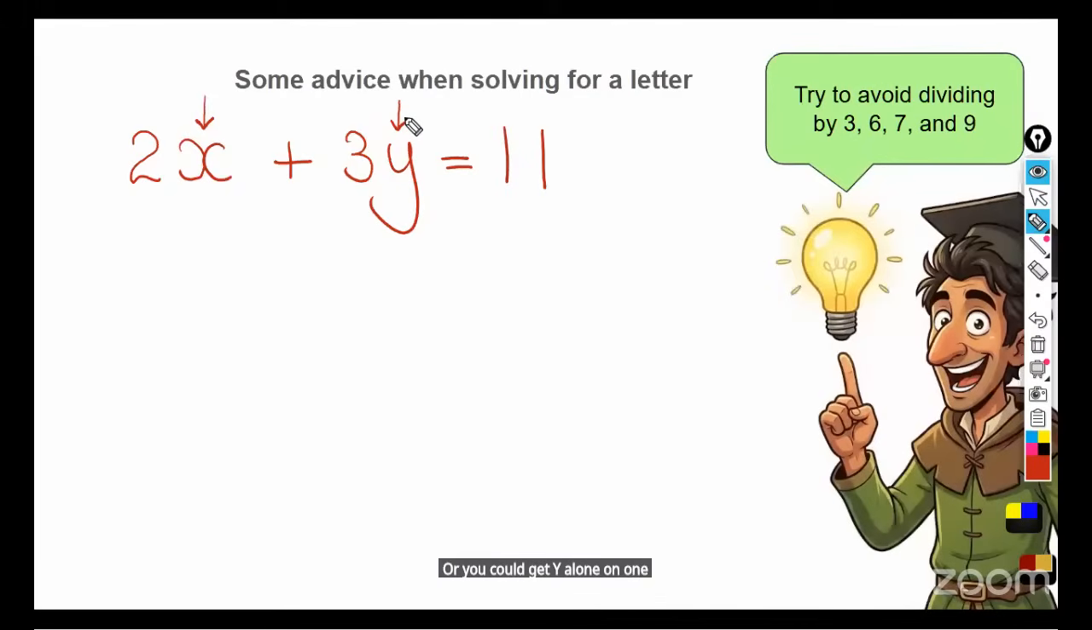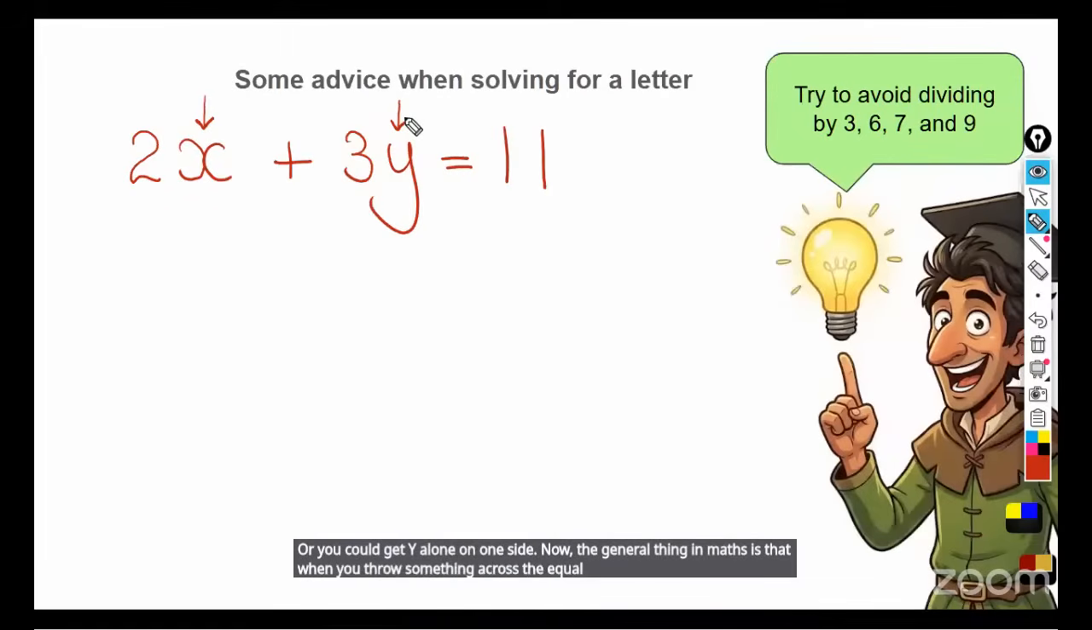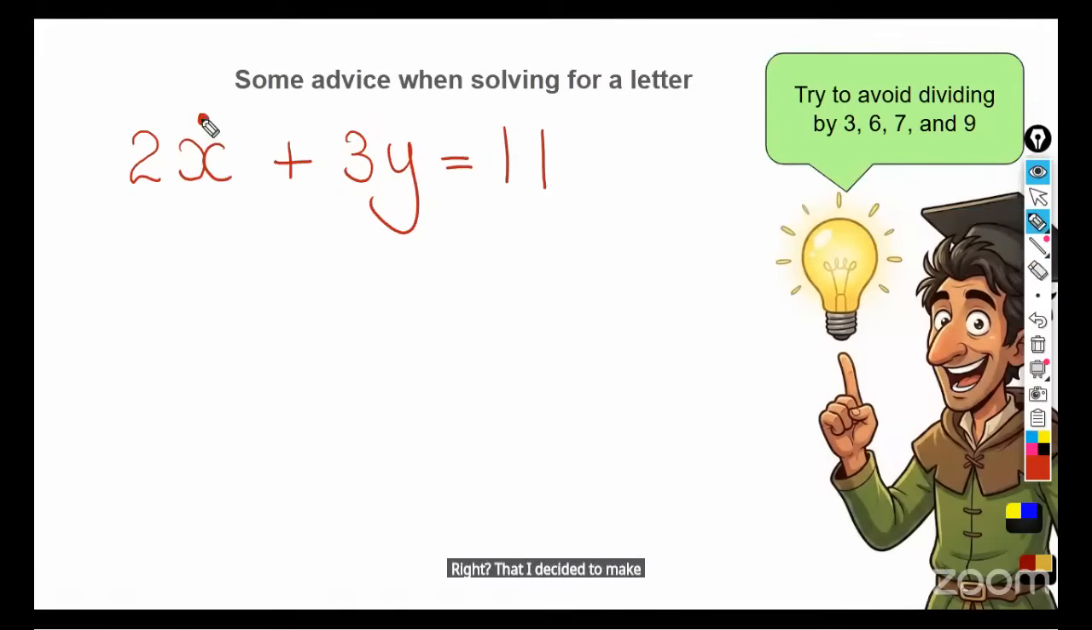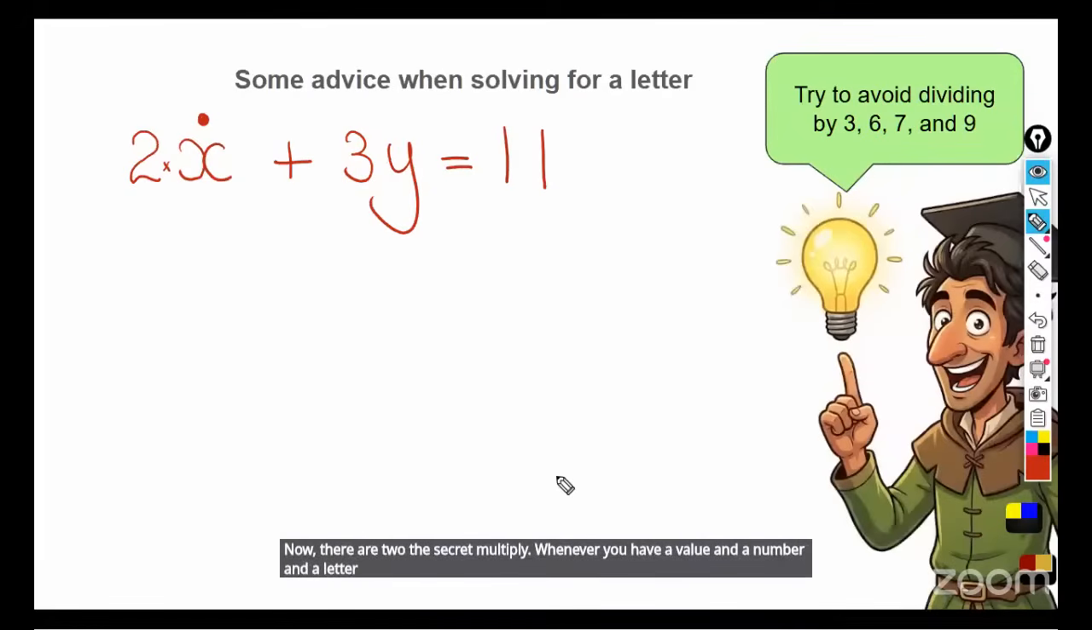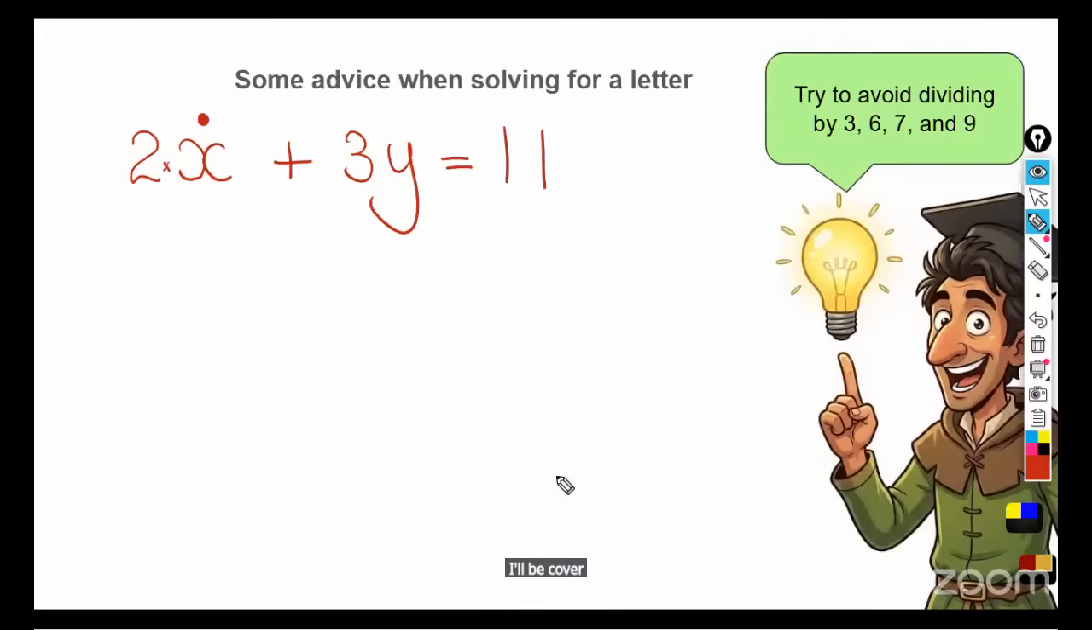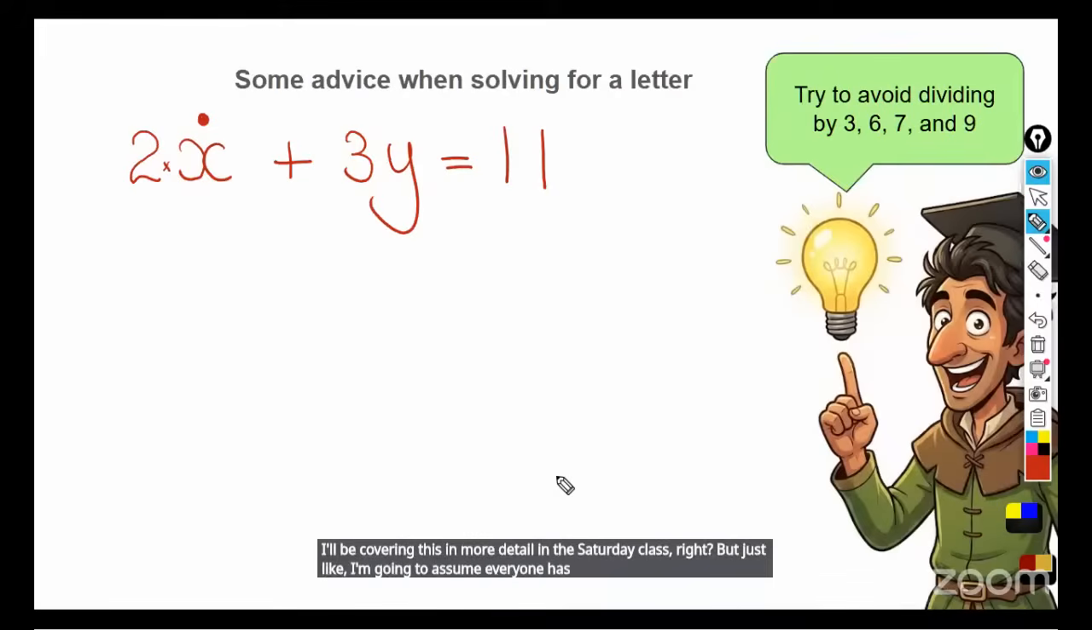Now, the general thing in maths is that when you throw something across the equal sign, it becomes the opposite. Let's say I decided to make x the subject. Notice the value touching x, 2. That 2 is a secret multiply. Whenever you have a number and a letter touching, there's always a secret multiply in it. I'll be covering this in more detail in the Saturday class, but I'm going to assume everyone has a basic understanding from this point.